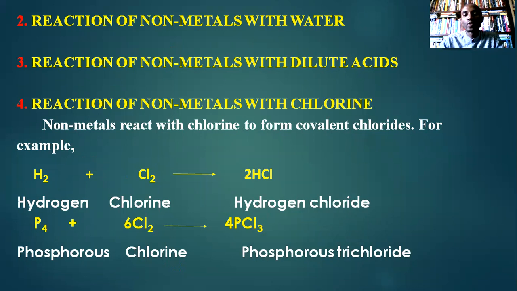Non-metals react with chlorine to form what? Covalent chloride, something like hydrogen chloride, phosphorus pentachloride, and all of that, or phosphorus trichloride. So when hydrogen reacts with chlorine, you form hydrogen chloride. When phosphorus reacts with chlorine, it forms phosphorus trichloride, as we can see in the formula. So these are the chemical properties. They react with air, they react with water, they react with dilute HCl, reaction with dilute acid, and the reaction with chlorine.